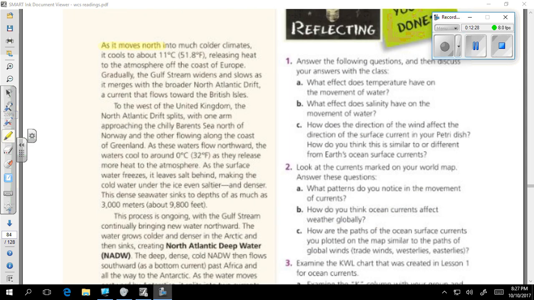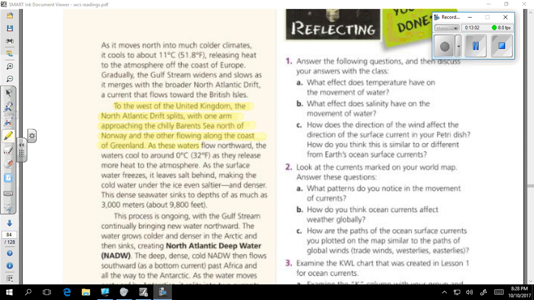As it moves north into much colder climates, it cools to about 51.8 degrees Fahrenheit, releasing heat to the atmosphere off the coast of Europe. Gradually, the Gulf Stream widens and slows as it merges with the broader North Atlantic Drift, a current that flows towards the British Isles. To the west of the United Kingdom, the North Atlantic Drift splits, with one arm approaching the chilly Barents Sea north of Norway and the other flowing along the coast of Greenland.